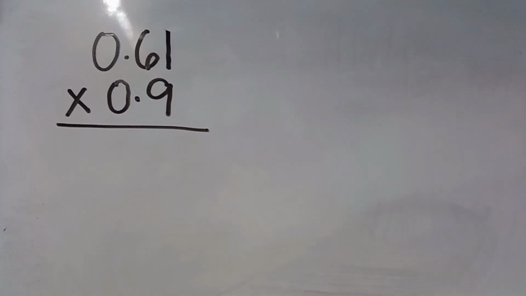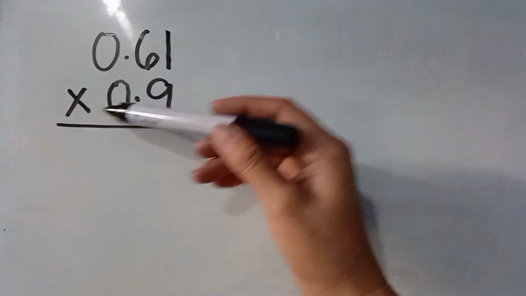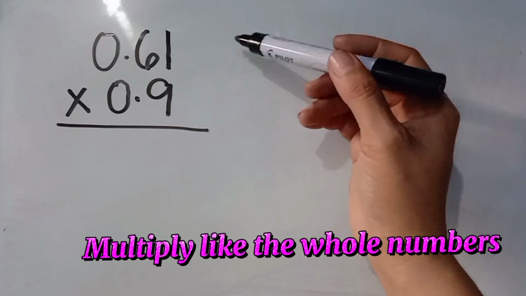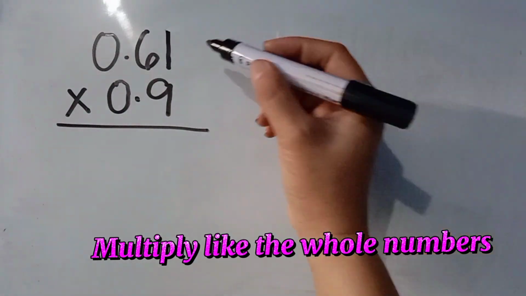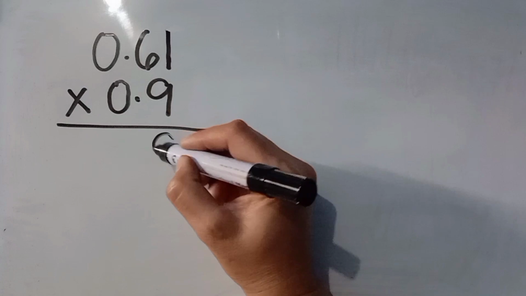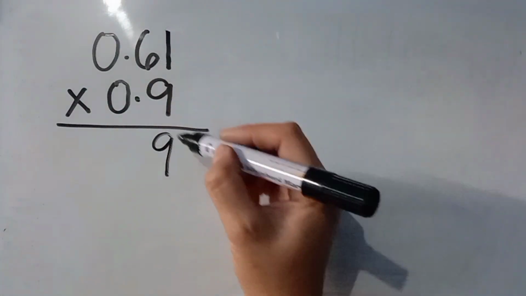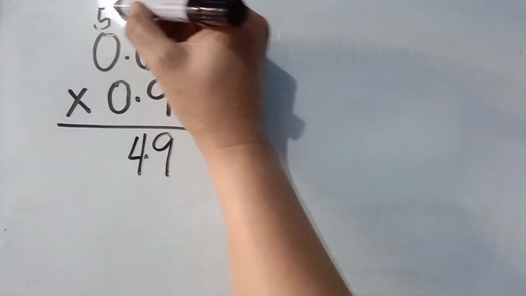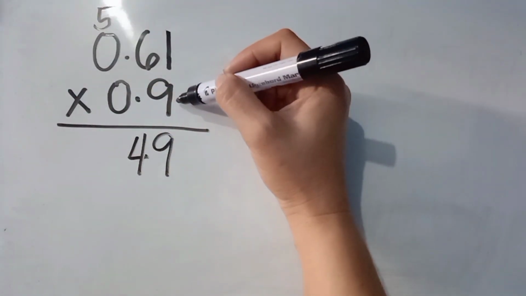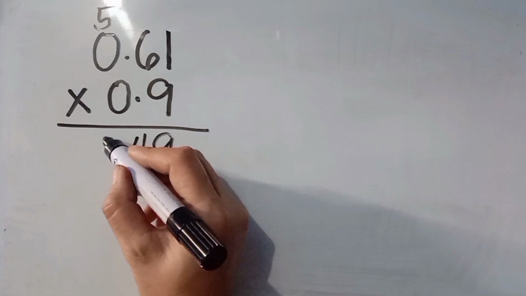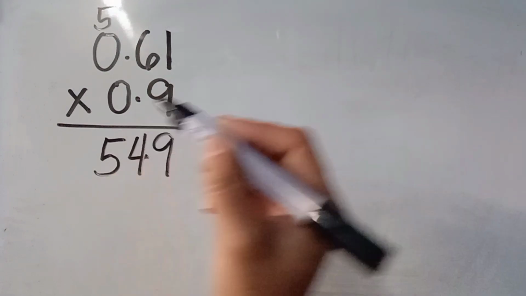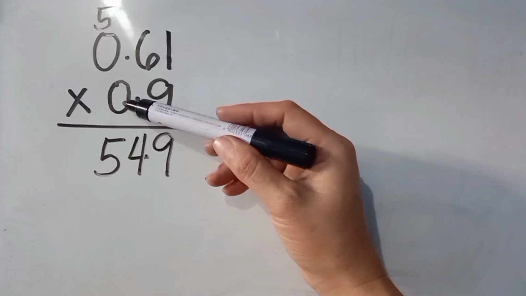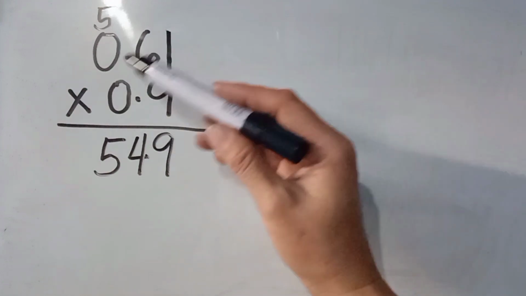Another example, 61 hundredths times 9 tenths. Okay, so again, we are just going to multiply like the whole numbers. So, 1 times 9, the answer is 9. 6 times 9, the answer is 54. Carry up 5. Okay, 0 times 9 is 0, plus 5, the answer is 5. Okay, next, 0 na po ito. Ano po? So, wala na siyang value. So, pwede na natin siyang hindi i-multiply.